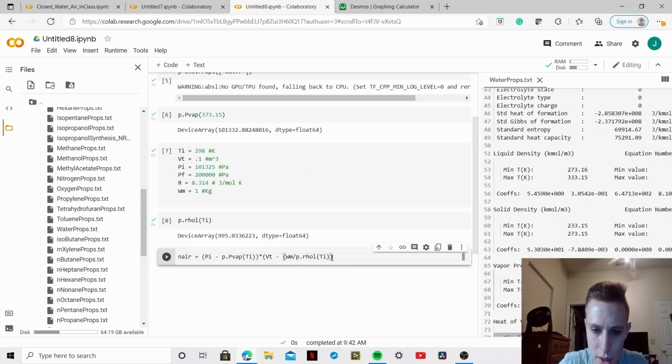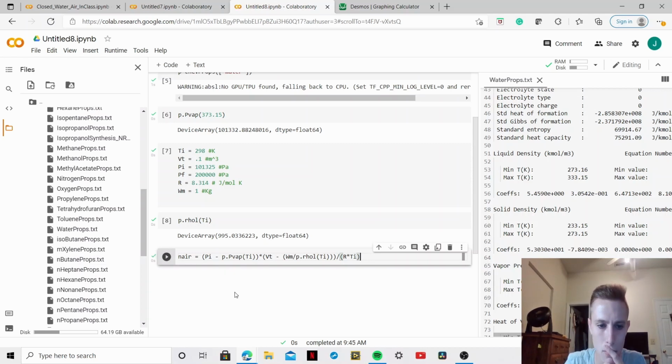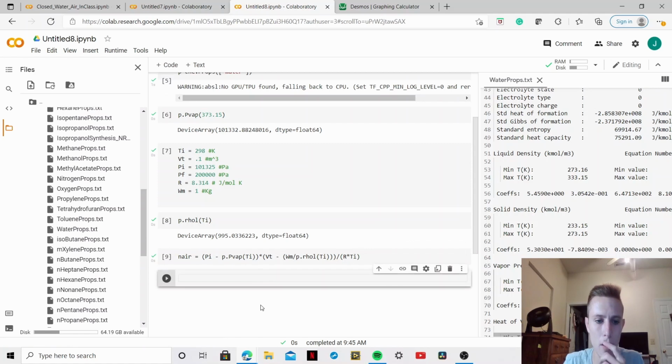We actually put the parentheses so it's a little more sectioned off. All right, so this is right. So that goes to here. We need one more parenthesis on the side here. Okay. All right, so we've got that divided by our R value, which is 8.314 joules per mole Kelvin, times our initial temperature. All right, and let's run it. So now if we go down to a new line of code, we can actually check what our air value is.